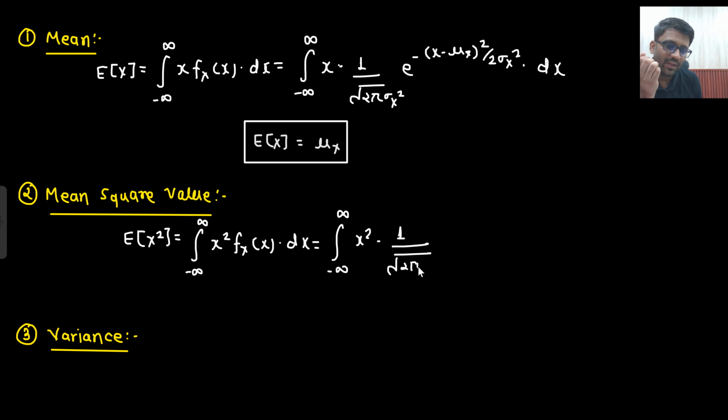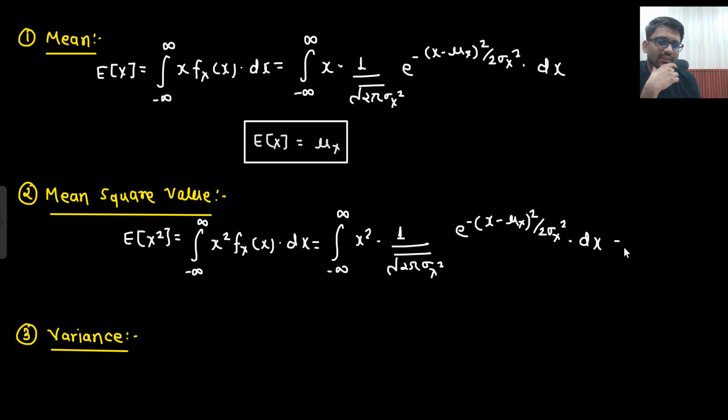But again and again, you keep on writing the expression 1 upon under root 2 pi sigma x square e to the power minus x minus mu x whole square divided by 2 sigma x square dot dx. Okay, so you again and again keep on writing it so that it becomes habitual for you.